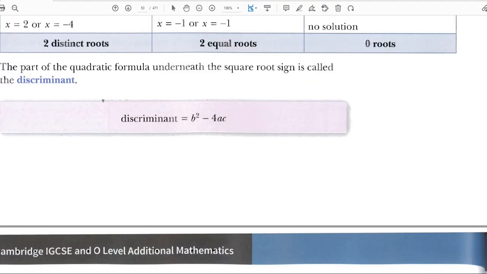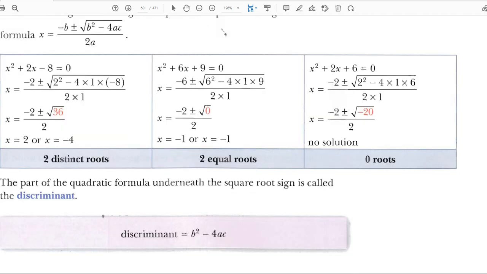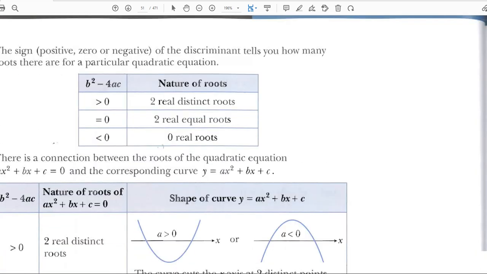See this? Here we solve each and every equation. The first condition, after solving, we are able to say two distinct roots. The second equation has two equal roots, and the third equation has no roots, zero roots. But without solving the equation, how can you say the nature of the roots of the equations, whether distinct, equal, or no roots? So this column is very important.